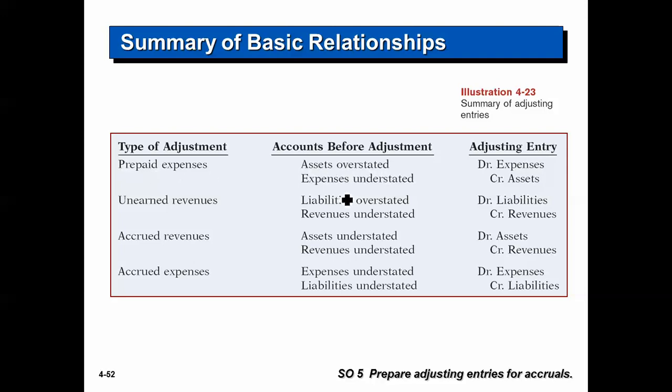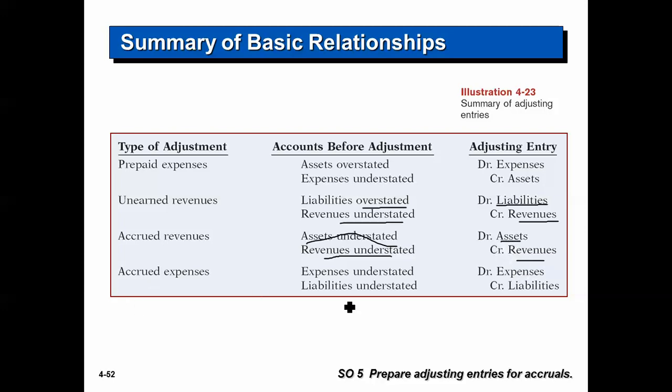Prepaid expenses: assets are overstated, expenses are understated. So it's prepaid insurance. What I do is I debit the expense and reduce the asset. Unearned revenues: liabilities are overstated and revenues are understated. So I reduce the unearned revenues and I recognize revenues. So that's always the same. Accrued revenues means I've done the job, but I haven't recorded it. So assets are understated, accounts receivable hasn't been recorded, and revenues are understated. So I debit accounts receivable, credit revenues. That's the only journal entry for that.